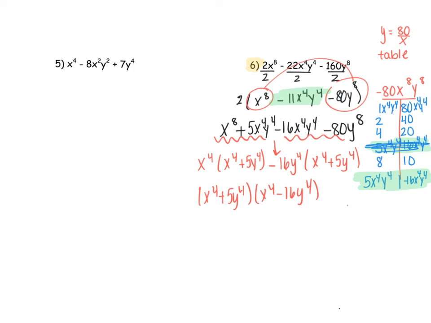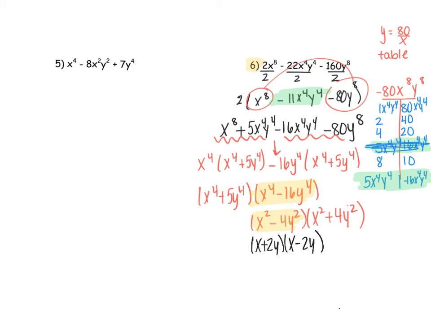And we just have to check for difference of squares. This is in fact a difference, and they are both perfect squares. So I can make this x squared minus 4y squared and x squared plus 4y squared. And one more time, this is actually a difference again of two perfect squares. So this is x plus 2y and x minus 2y.